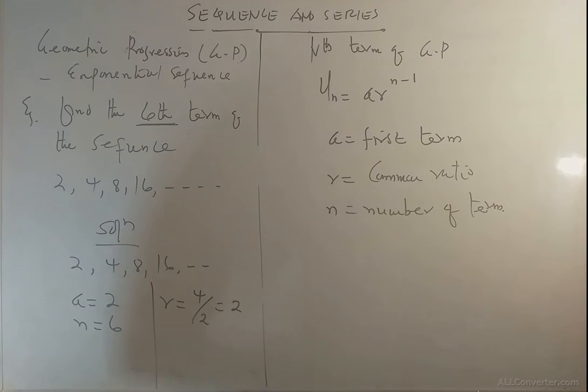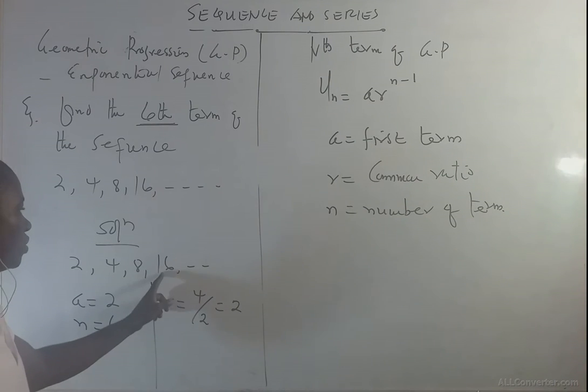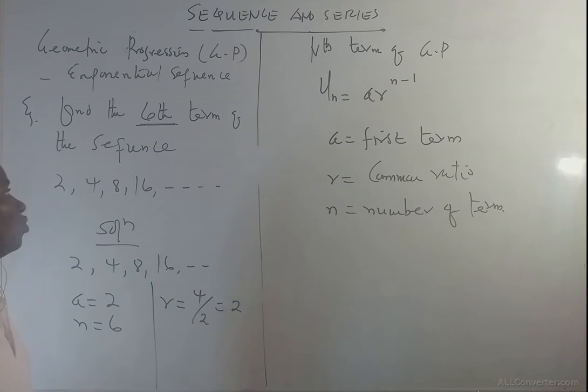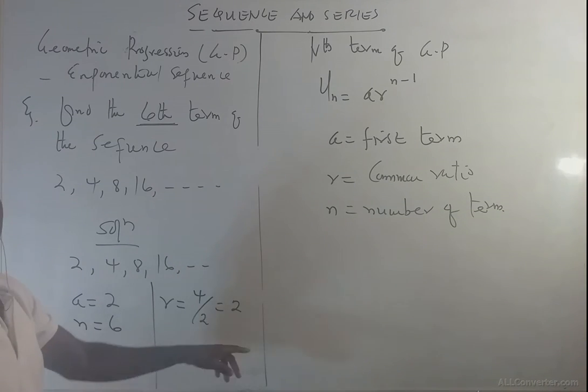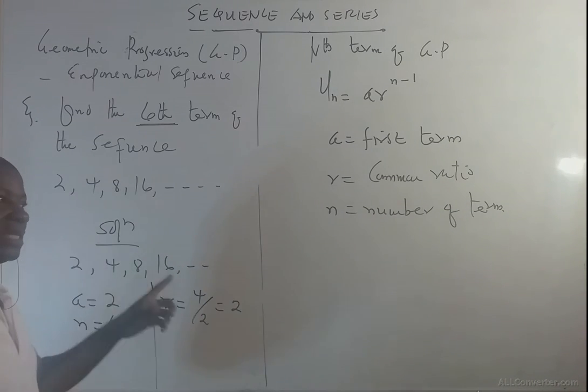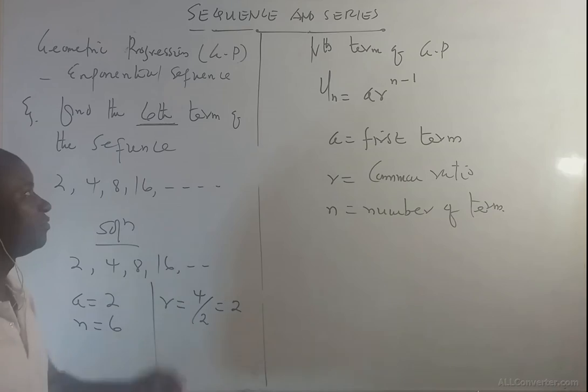Or you can divide 8 by 4, you still get 2. Or 16 by 8, you still get 2. So this sequence is an exponential sequence because it has the same common ratio. Don't forget, it has the same common ratio, not common difference.